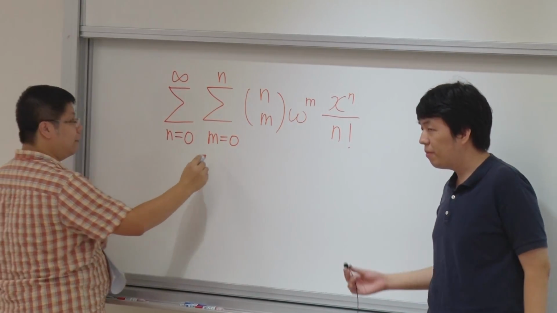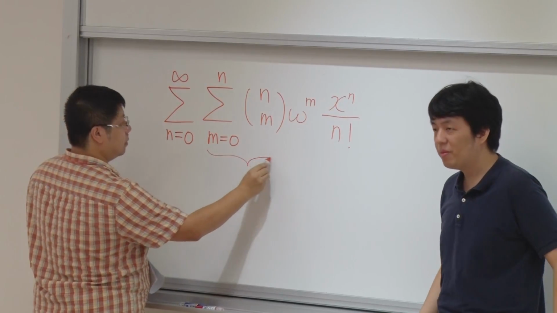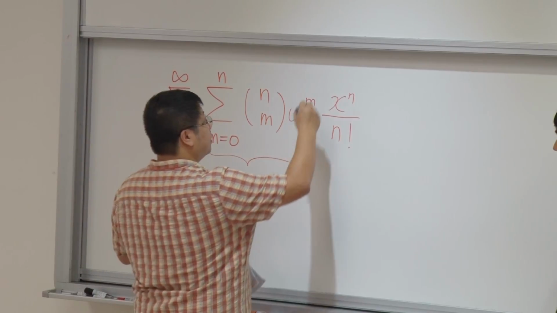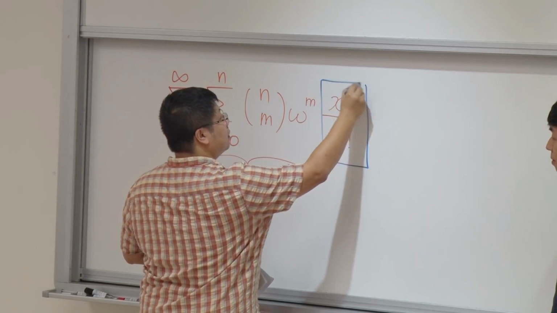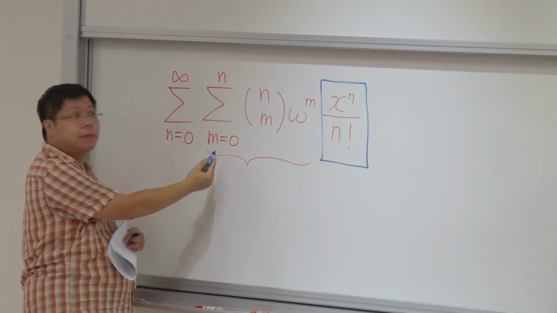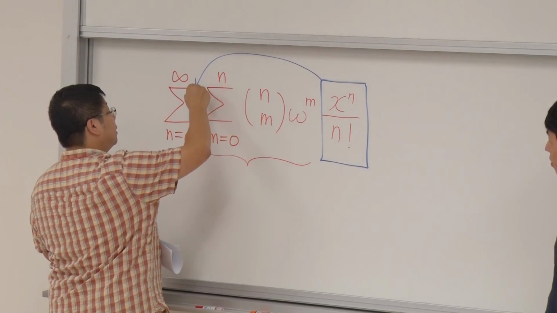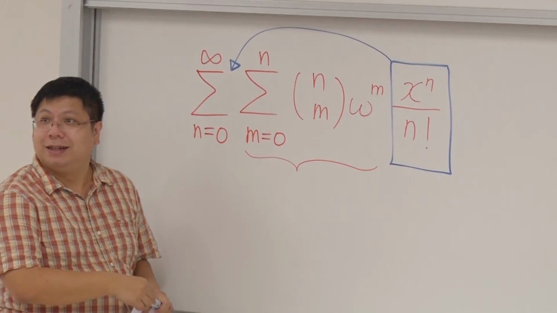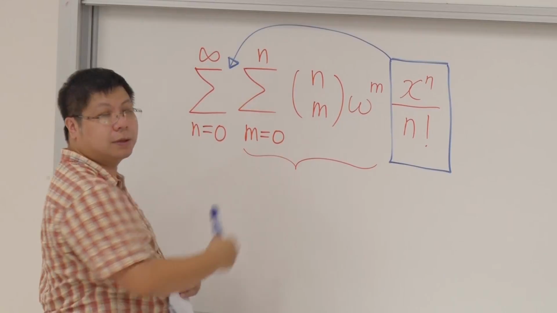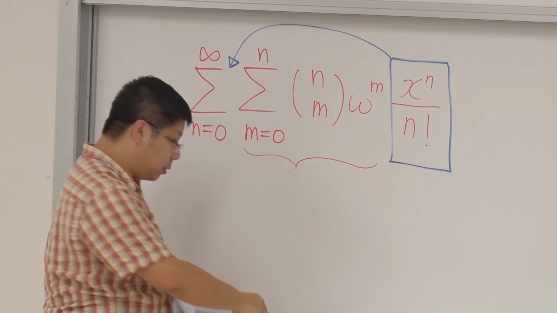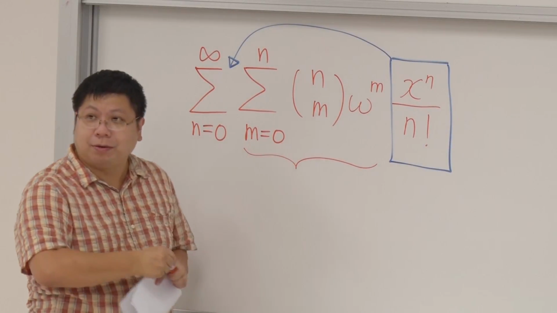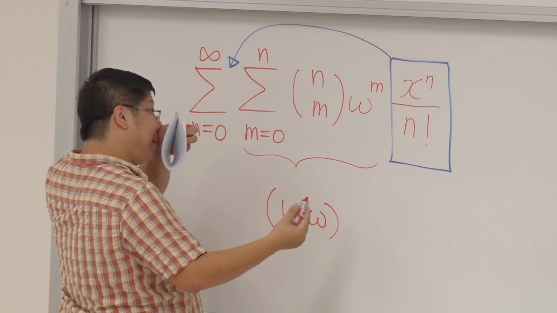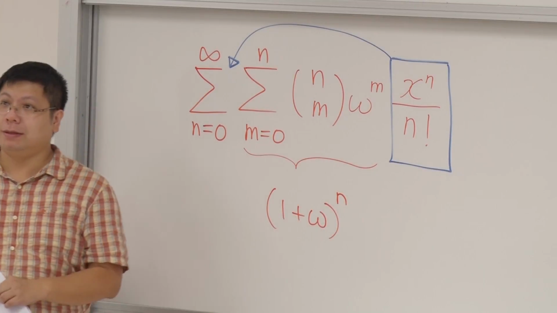Okay, if you look at this one, first of all, x to the power n divided by n factorial is related to this n. So we can move it here. And then what's this? This is n choose n multiplied with omega to the power n. We sum up all the terms. So by binomial theorem, this is exactly 1 plus omega to the power n. Am I correct? Yeah, that's it.